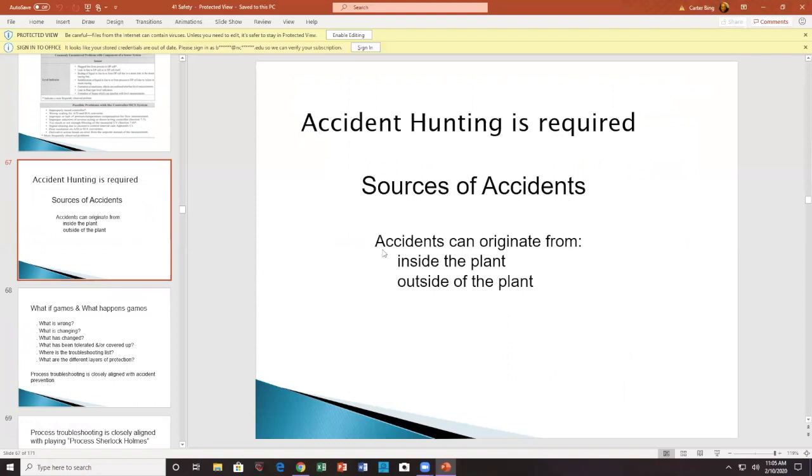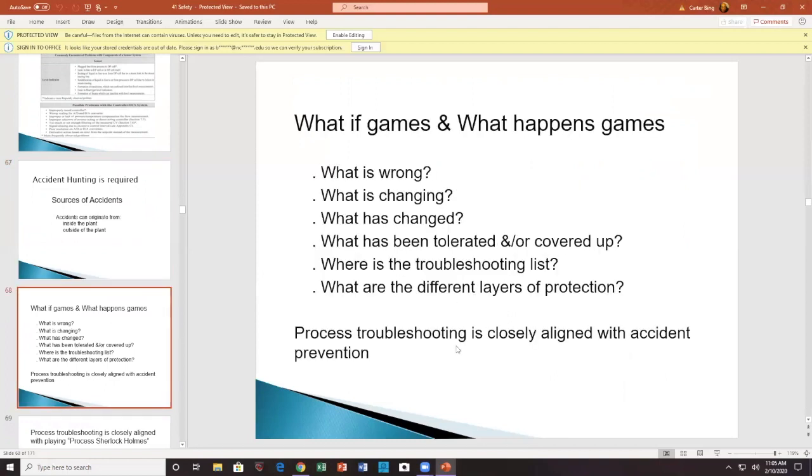Sources of accidents. Well, accidents can come from inside the plant and outside the plant. What if games and what happens games? Again, troubleshooting is closely aligned with accident prevention. What is wrong? What's changing? That's extremely important. What's changing? If things change, it means they may go into processing regions you don't wish to go. What has changed? What has been tolerated or covered up?